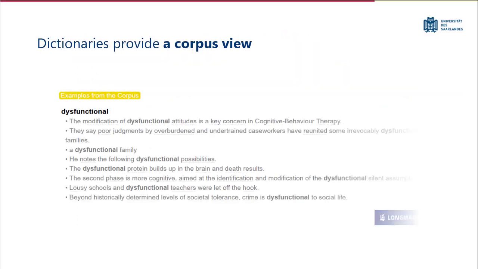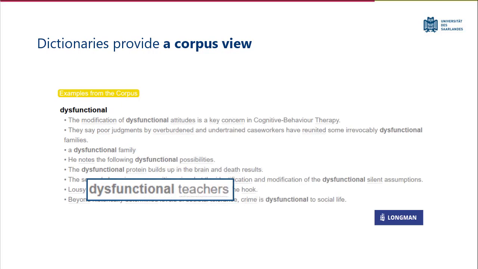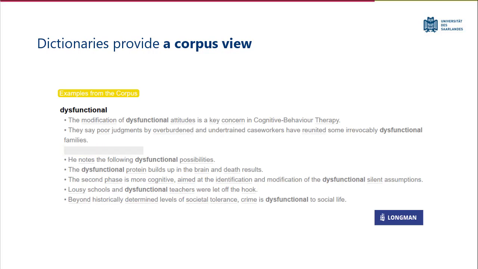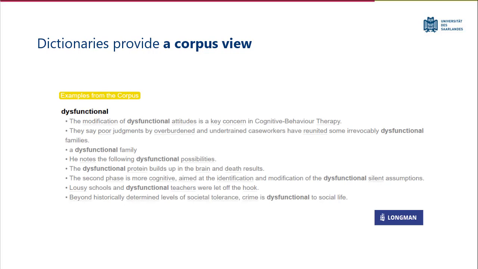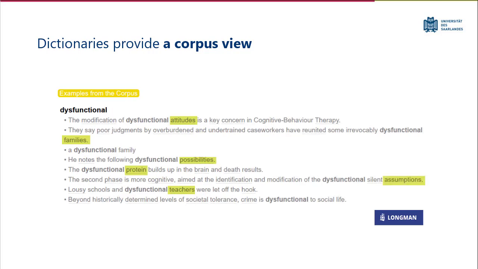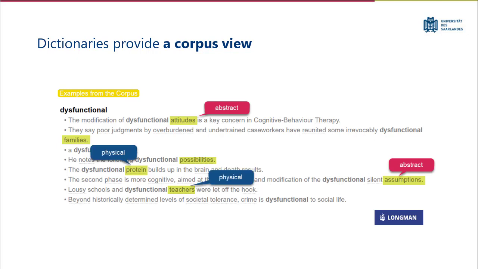Now, the Longman provides just a selection of sentences from a corpus, and to make it easier for the user, the main word appears in bold. There may be some common phrases without further context, but usually you get a collection of full sentences. You could try to find what you need or simply be inspired by what you see. The sentences for dysfunctional, for example, show you that the word can be used in connection with abstract nouns like attitudes or assumptions, or with physical entities like proteins or teachers. That should give you a good idea of the area in which the word can be used.